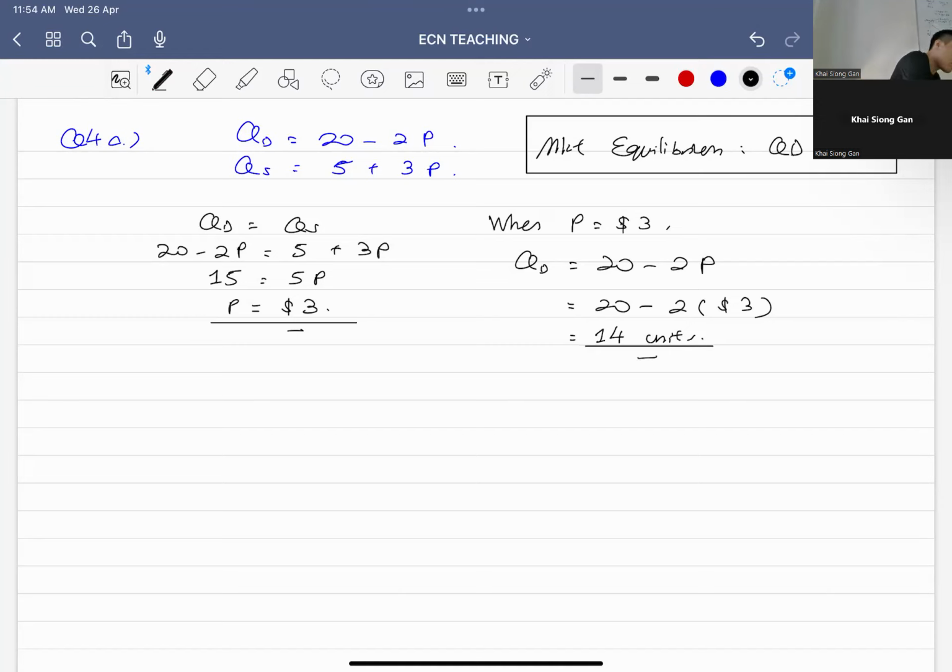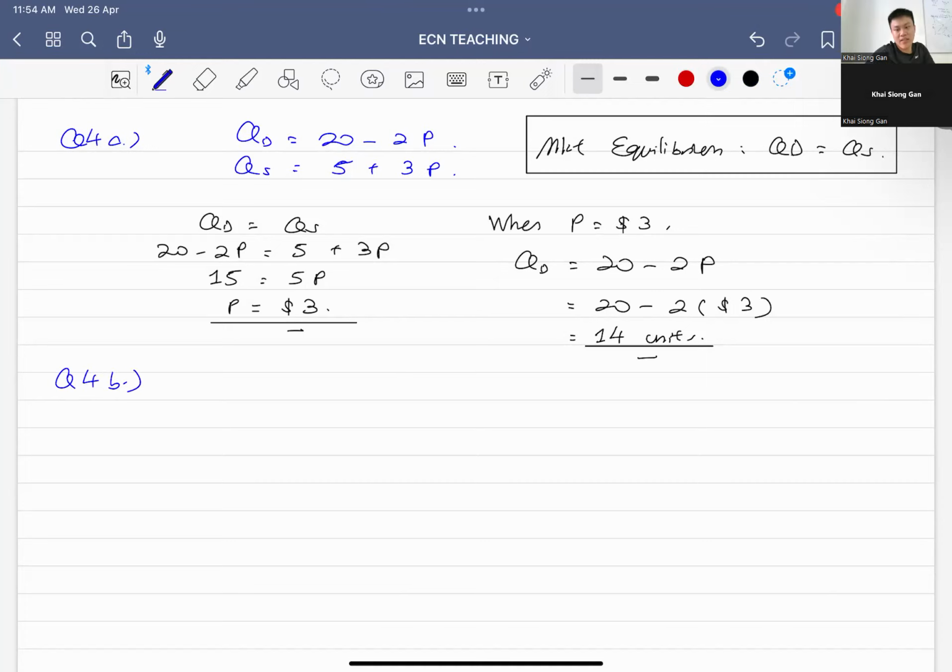Then we do one more question, for B. Try and do that, do it together. Let's see the equation first. Quantity demanded is 100 minus 5p, and quantity supply is 25 plus 10p. Try to do that together. Later on, the answer I will get is price equals 5, quantity equals 75. Let's see if we can get the answers.